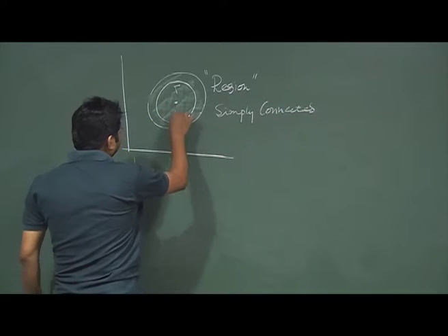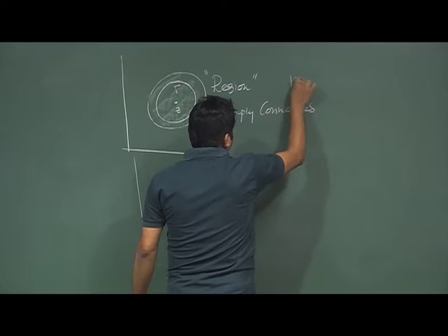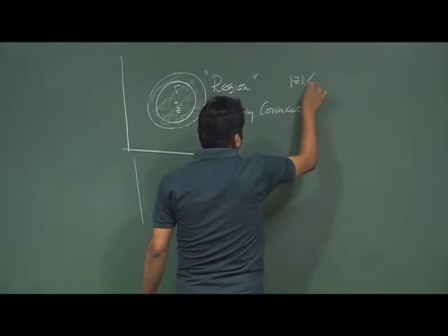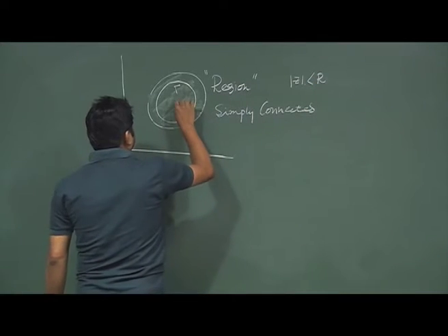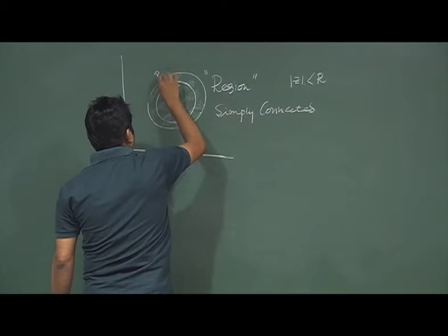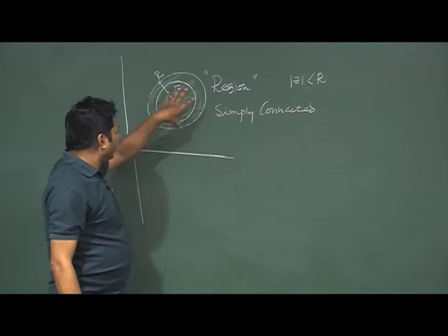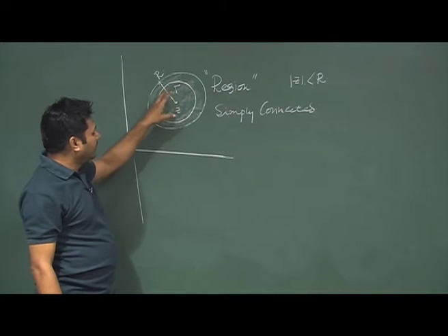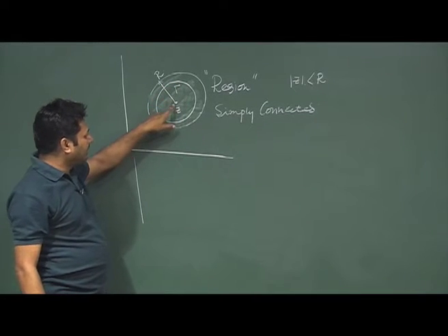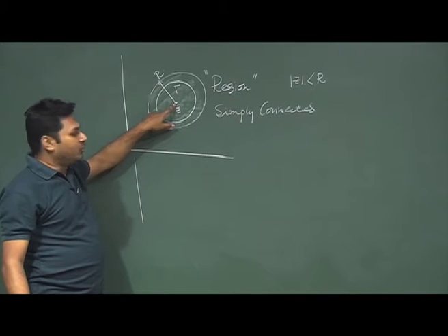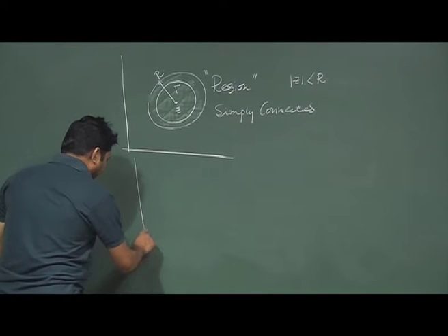Here, if this is some point z, then mod of z, for example, is less than some big value R, if this is the radius R. So, this is the kind of region where I can have a closed loop, and if I shrink this closed loop inside the region and come back to a particular point without leaving the region, then this is a simply connected region. But as I mentioned, this is not always true.